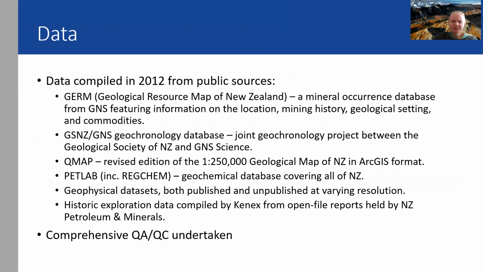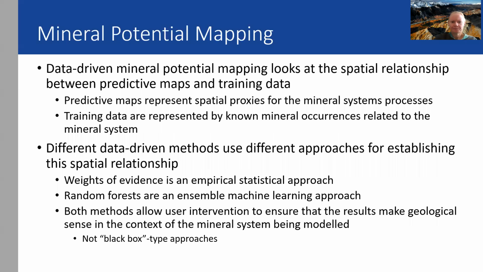So the data that we used in the study was compiled in 2012 from public sources, which you can see a list of here, mostly coming from GNS. And in 2012, when the data was compiled, a comprehensive quality control process was undertaken, which looked at trying to fix up any errors that were noted in the data, so location accuracy or any errors in the attributes that were found. And then this data was integrated into a data-driven mineral potential mapping study.